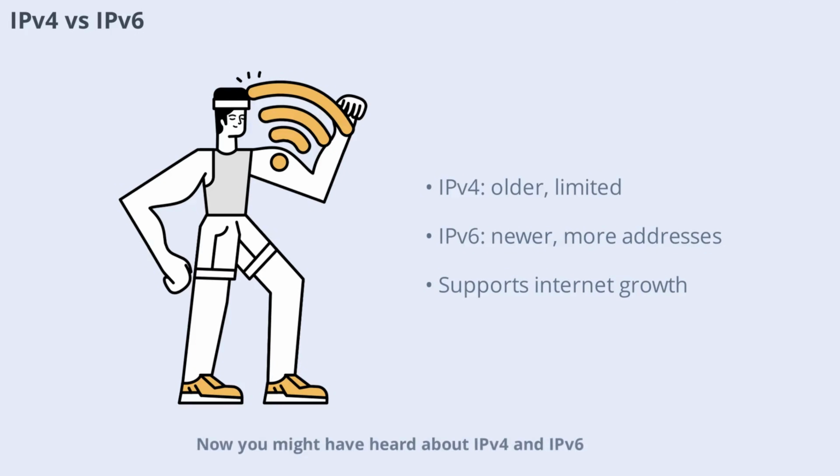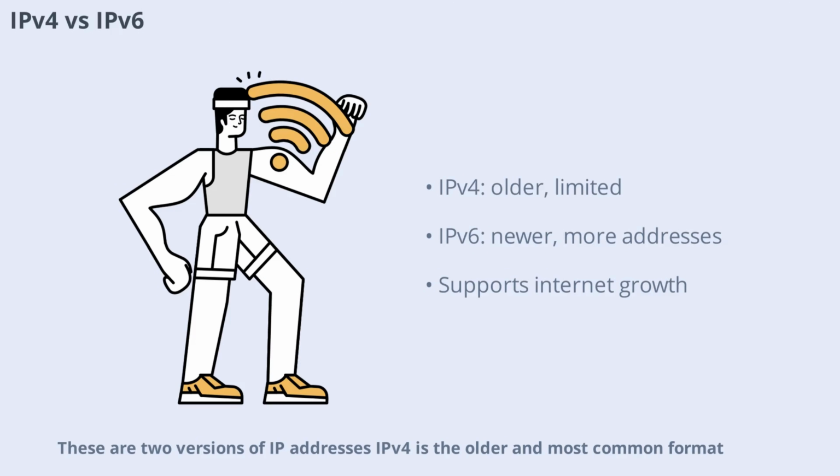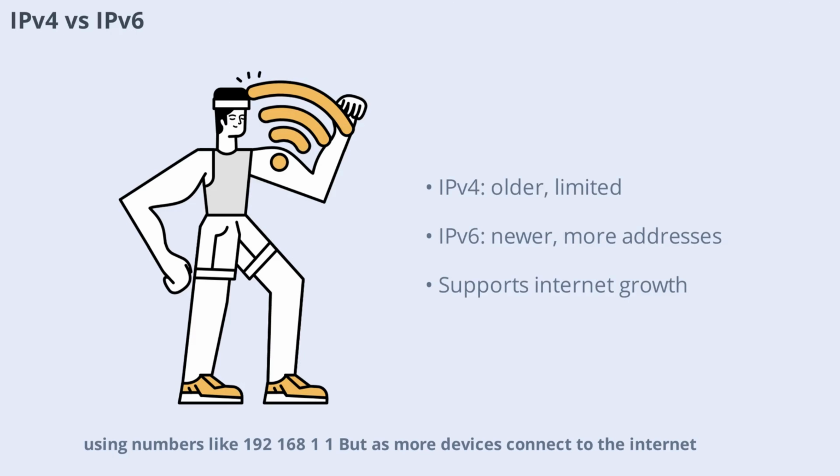Now, you might have heard about IPv4 and IPv6. These are two versions of IP addresses. IPv4 is the older and most common format, using numbers like 192.168.1.1, but as more devices connect to the internet, we're running out of IPv4 addresses.